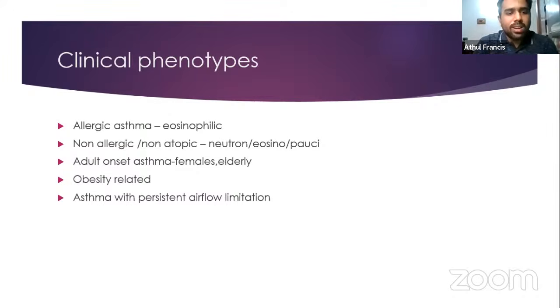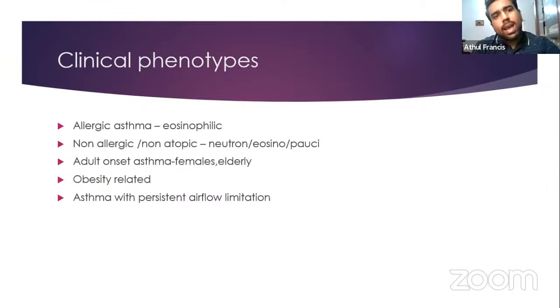The other is adult onset asthma, and this is mostly seen in females and in the elderly. Then there is obesity related asthma, and asthma with persistent airflow limitation, which is a rare form. So these are clinical phenotypes based on the clinical conditions and the clinical symptomatology of the patients. We can differentiate them into different types.